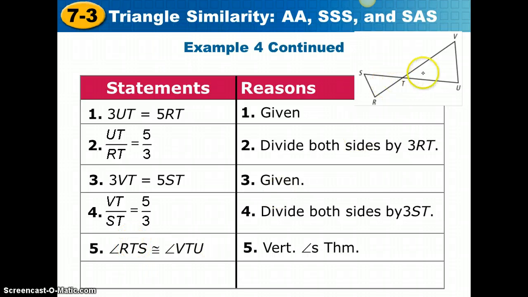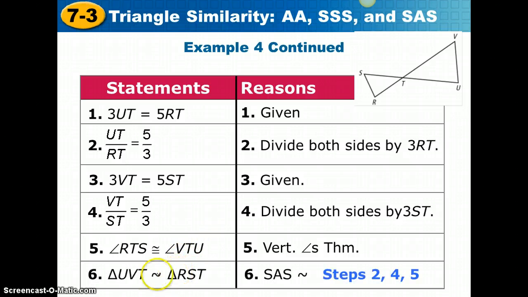And remember, I have vertical angles, so angle RTS is congruent to angle VTU by the vertical angles theorem. Step 2 and 4 shows that corresponding sides are proportional. Step 5 shows that the included angles of both are congruent, so the triangles are similar by side angle side similarity, steps 2, 4, and 5.